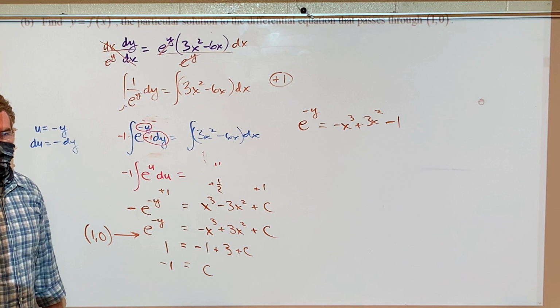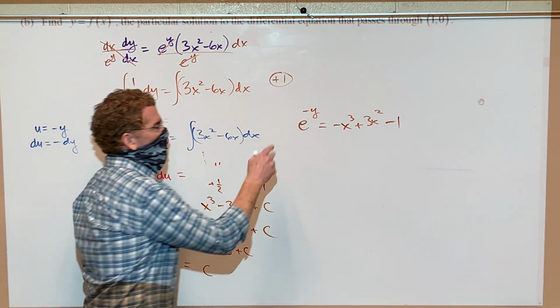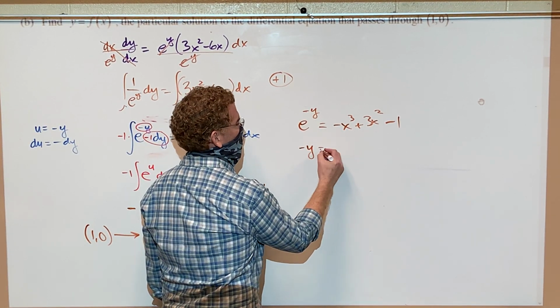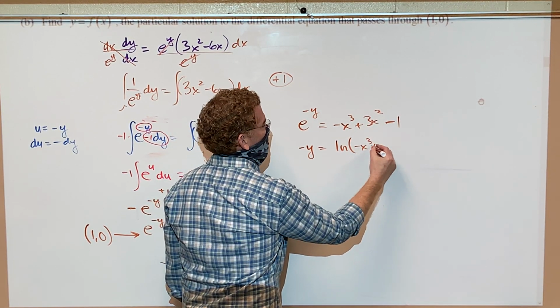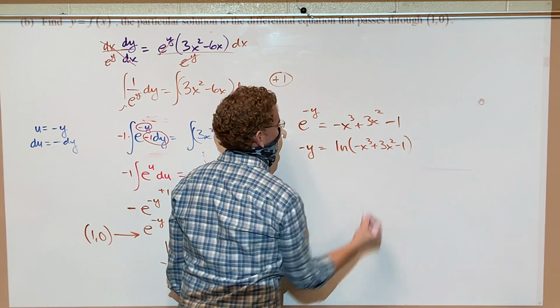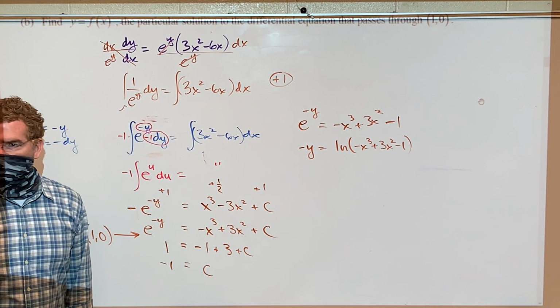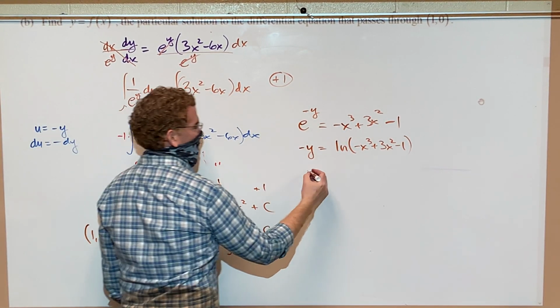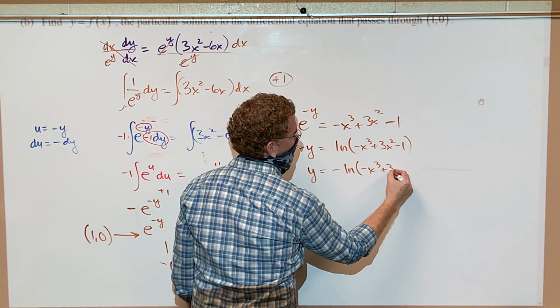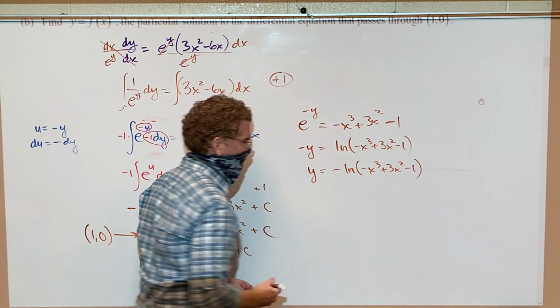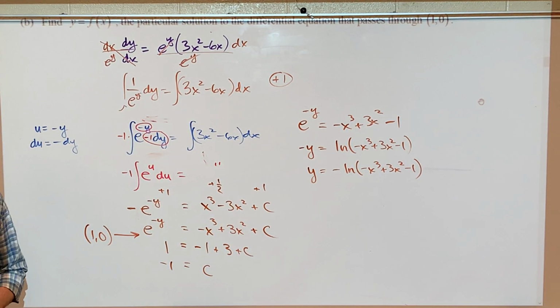So what would you do? If you natural log the left, you get negative y. And what happens when you natural log the right? Well, you just get a natural log of a bunch of junk here. And then the last step, negate both sides. And I would think that your answer on anything AP would be true.